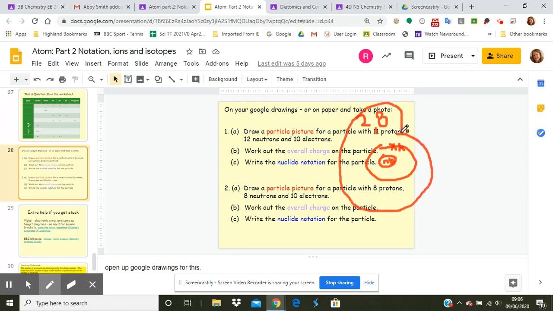Second shell, oh, that's really bad. It doesn't matter. So I've got 8. So I've got 1, 2, 3, 4, 5, 6, 7, 8. Now, I look at this and I've got 11 protons. Atomic number 11 is sodium. I've only got 10 electrons, so that means it must be Na plus.